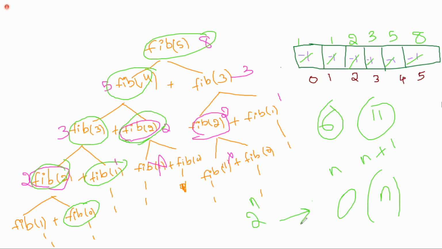How much have you reduced? There is a huge change here. 2 power 3 means it is 8, whereas big O of 3 means only 3. If you consider 10, 2 power 10 means 1024.